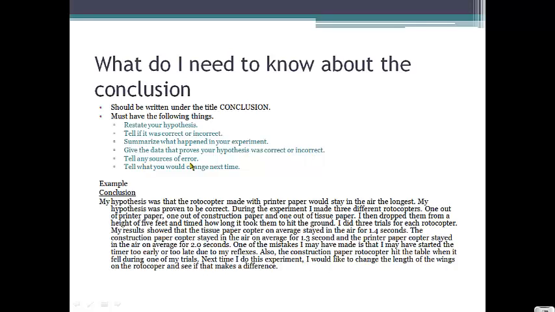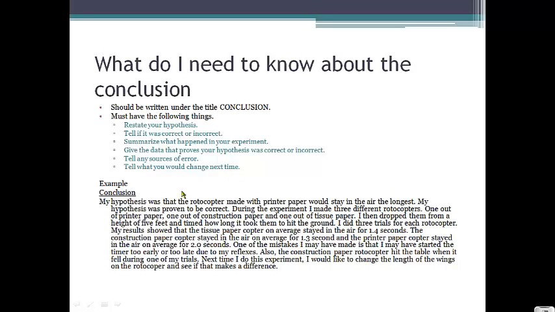And guys, a source of error is basically any mistakes that you made or that anyone made during your experiment that may have resulted in unreliable results or may have affected your results. So if you make any mistake at all, or if you think you might have even come close to making a mistake, you're going to list that in your sources of error. And finally, what would you change if you had to do the experiment again?